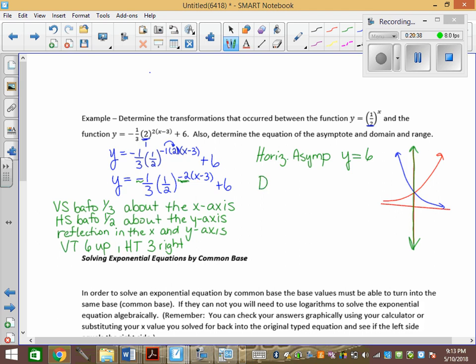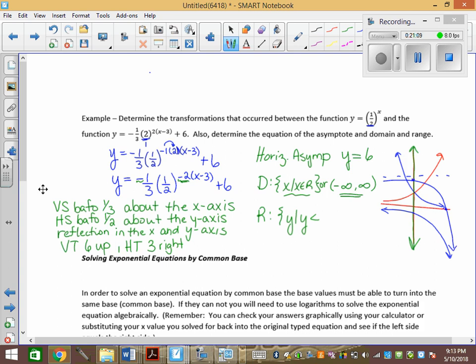The domain is x element of R. That doesn't change. Or negative infinity, positive infinity, depending on if they ask you for set, which is this one, or interval, which is this one. The range is going to be y such that y is less than, because I have a reflection in the x-axis, which is going to cause my graph to come down here, right? It's technically at 6, so it's going to come down here like this. So we are going to get an x-intercept, and we are going to get a y-intercept this time. We just don't have to find it. So it's going to be y is less than 6, y element of R.